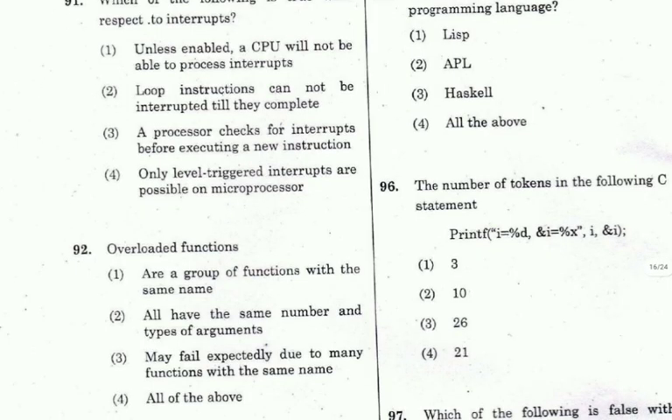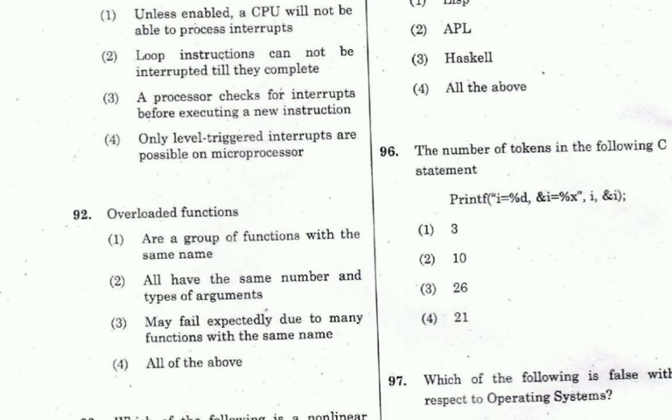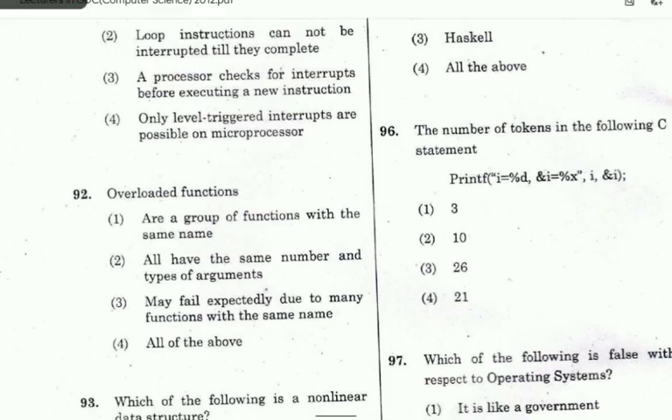The number of tokens in the following C statement is: printf("I = %d and address of I = %x", I, &I); Tokens in a C statement include keywords, identifiers, constants, operators, and punctuations. So here, given a printf statement, printf is one token and the opening parenthesis is one token, and here the %d, that is the integer %d, is one token.